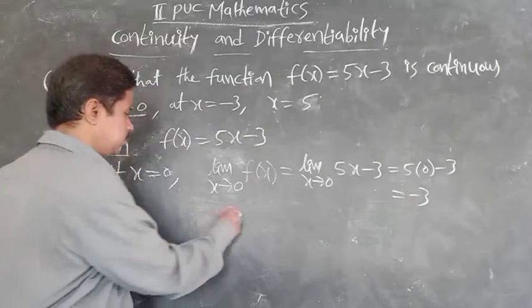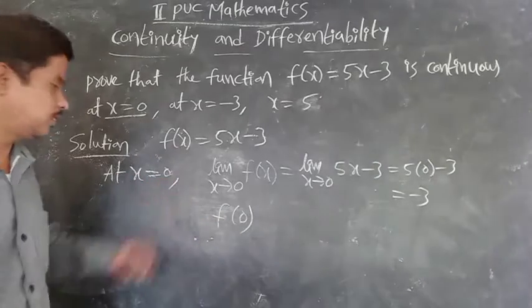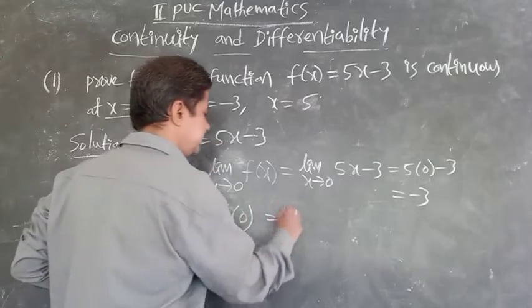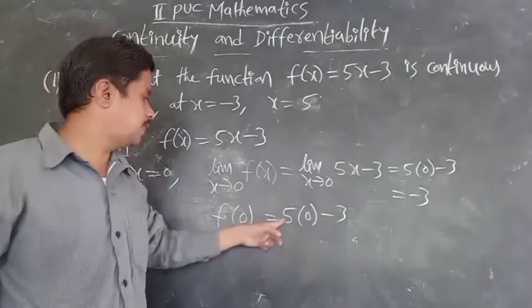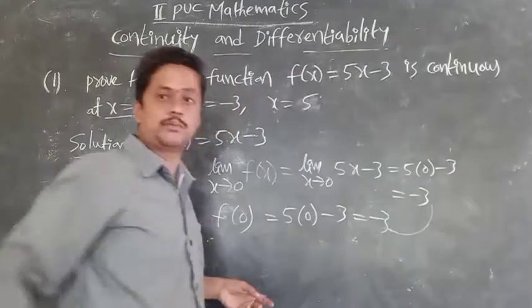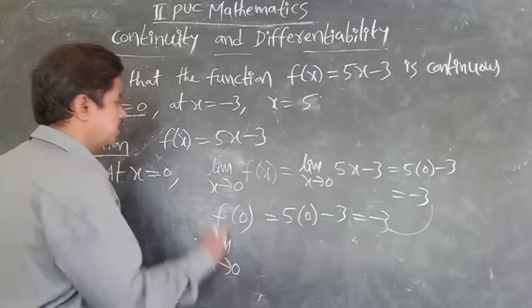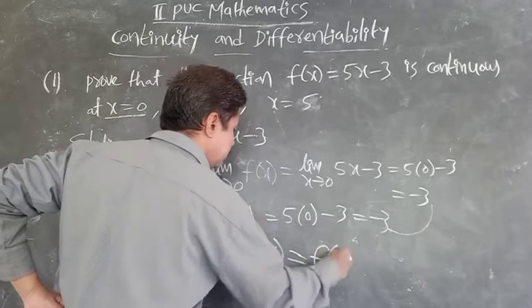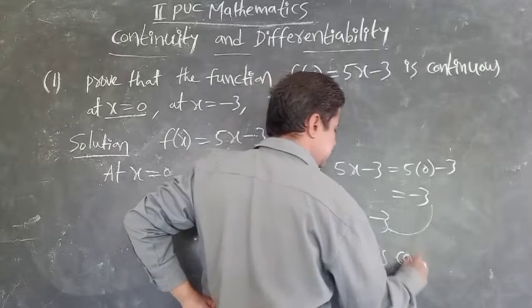Next we move to f of 0. Why? Because f of c, c equals 0, so f of 0. F of 0 is equal to 5 into 0 minus 3. Substitute 0. So 5 into 0 is 0, 0 minus 3 is minus 3. So minus 3. Both are the same now. So therefore, continuous. Limit x tends to 0, f of x is equal to f of 0. So f is continuous.